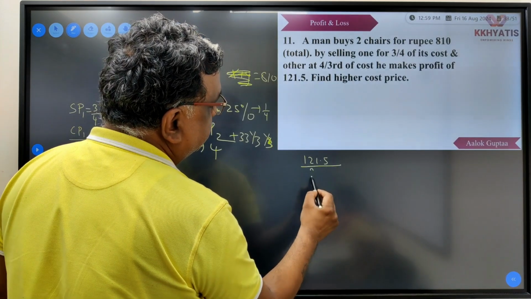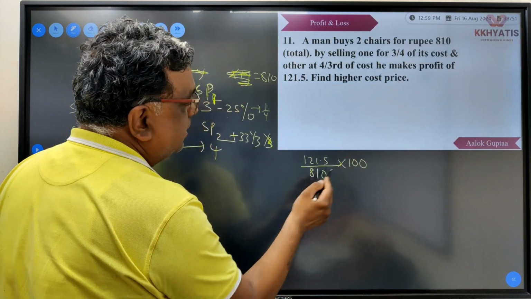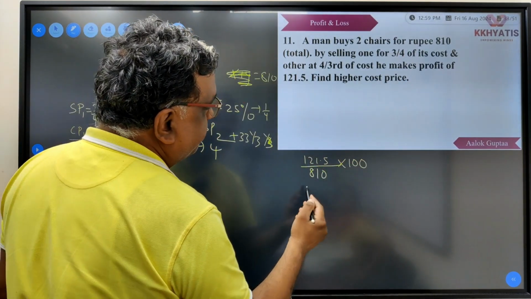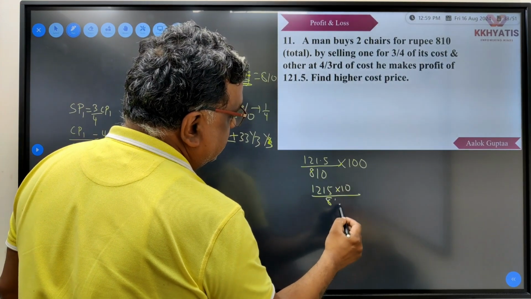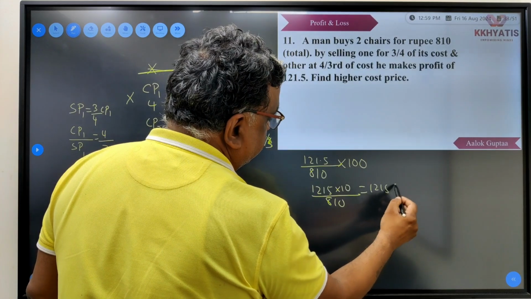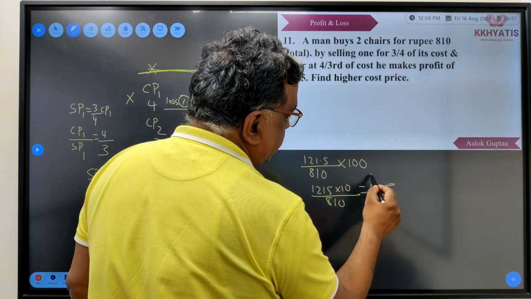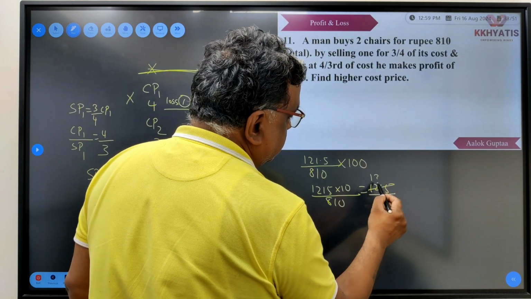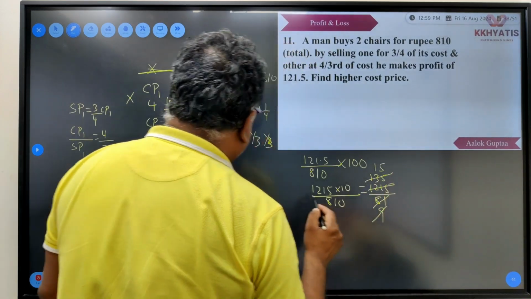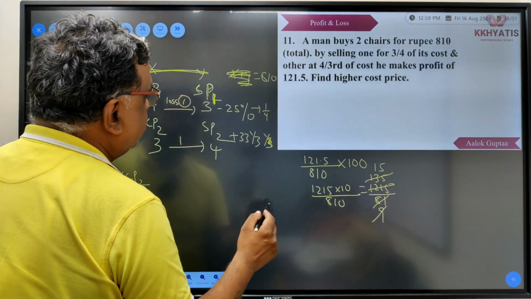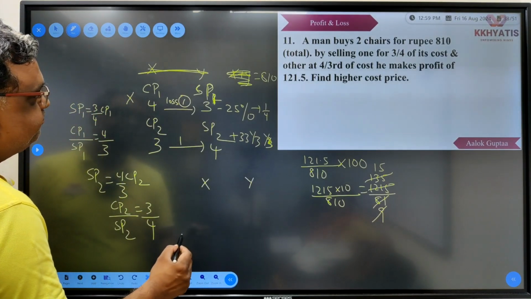So 121.5 over 810 into 100, because total cost is 810. So we will find out the overall profit. This will be 1215 into 10 upon 810. So this will be 1215 upon 81. 9 9s are 81, 9 3s are 27, 35; 9 1s are 9, 15. So he is making a 15% profit overall. So I will make this scenario. First CP is X, second CP is Y.